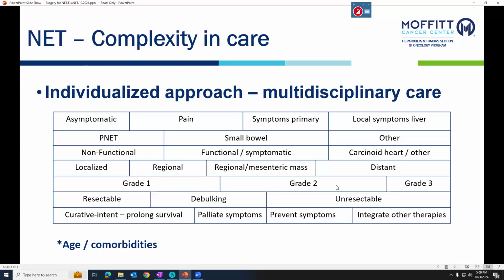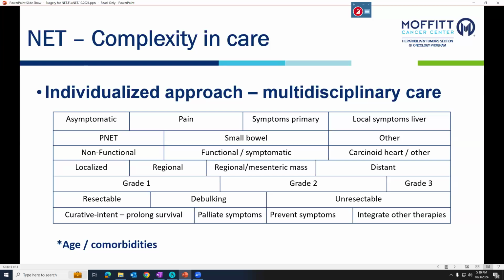So this next slide, I know it's very busy, but I really like the title of the slide, Complexity and Care, because when someone comes to us from a surgery standpoint, you can see all these different pinpoints on this slide that we have to evaluate. You know, is a patient asymptomatic, meaning no symptoms? Do you have symptoms like diarrhea, flushing? Are you having pain related to these types of tumors? Where is the primary?